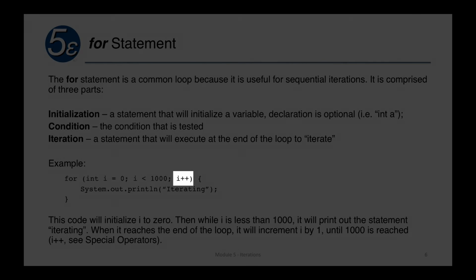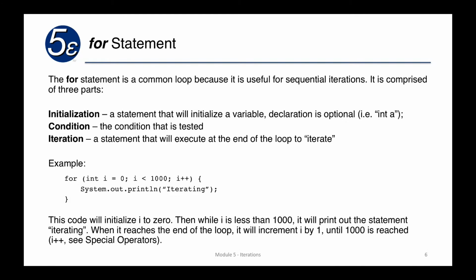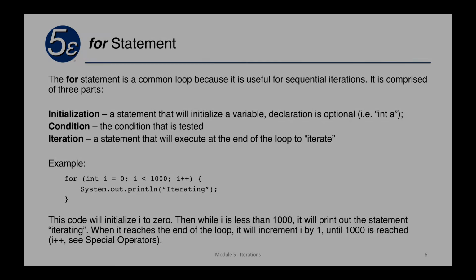And the iteration is a statement that will execute at the end of the loop to iterate, in this case i++. Now i++ is a special operator that basically adds 1 to the existing value of i. And it will execute all of the statements within that loop between the braces. So this is a very, very clean way of writing these sequential type of loops, and it's usually the preferred, best practice way of writing these loops.